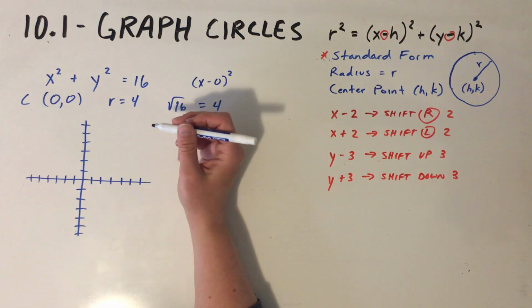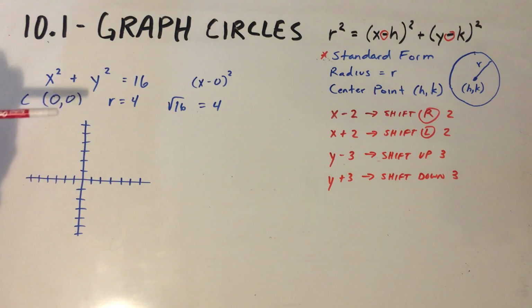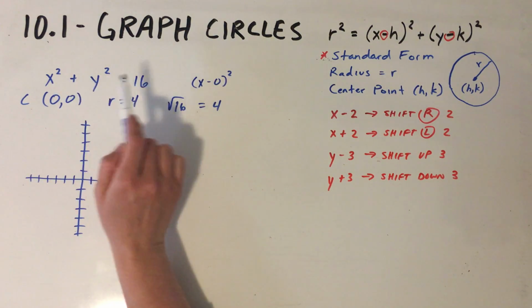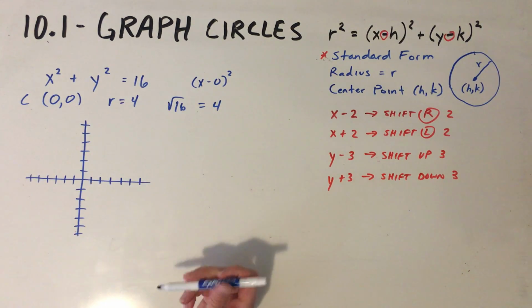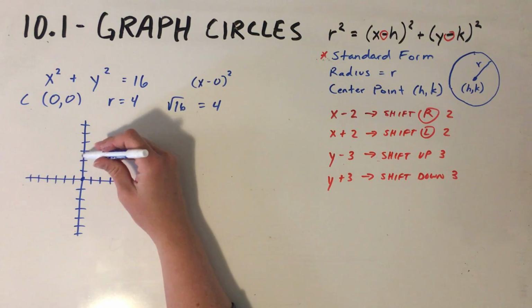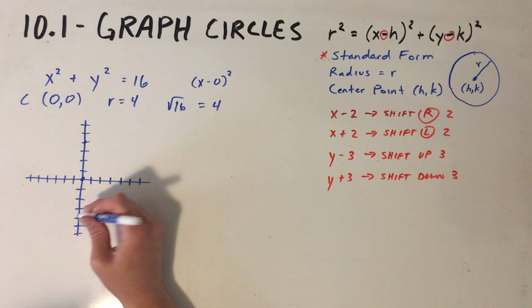Again, whatever the units are, if you were graphing inches or whatever you're talking about, this could be 4 units. So this is how to graph the circle that's in standard form for this equation right here: x squared plus y squared equals 16. The center point is at 0, 0, and the radius is 4. 1, 2, 3, 4. That means from everywhere I'm going to go out 4.